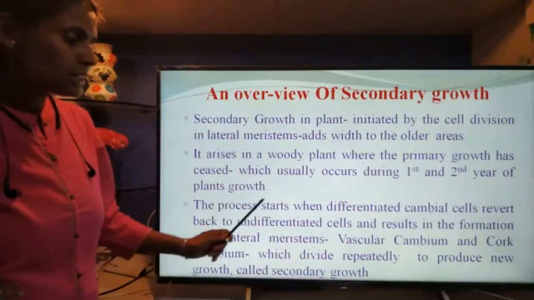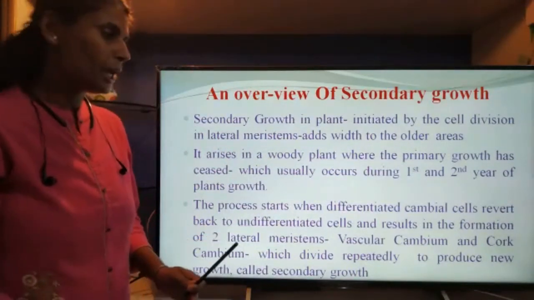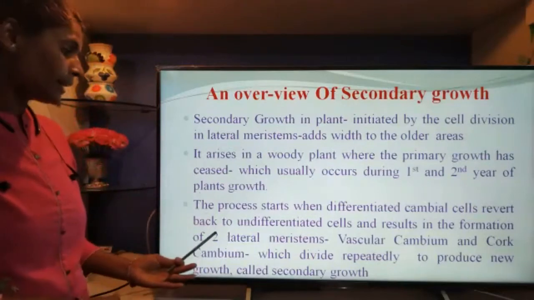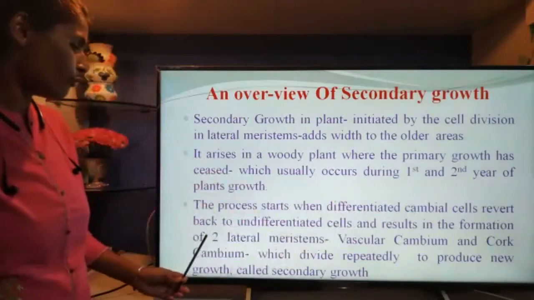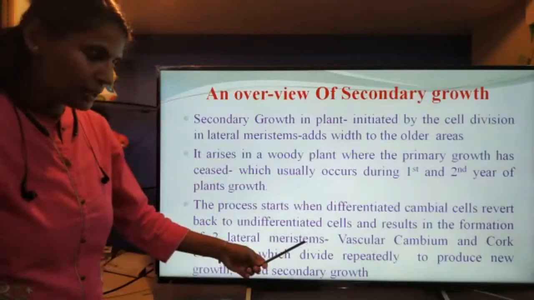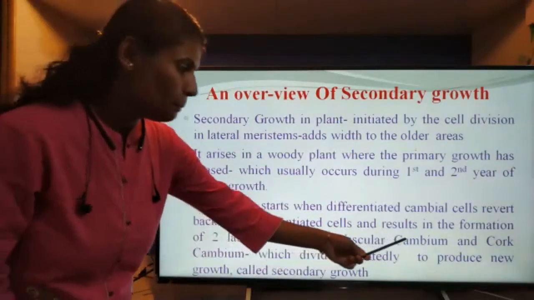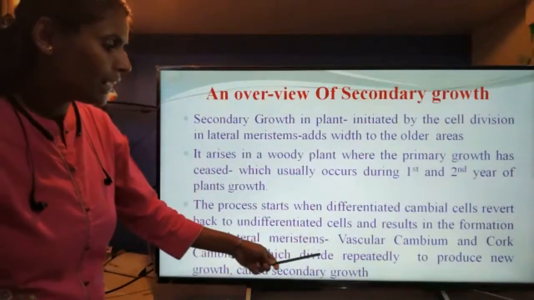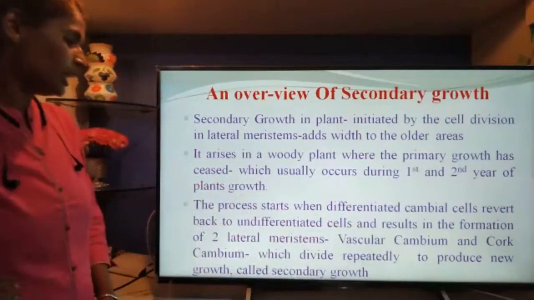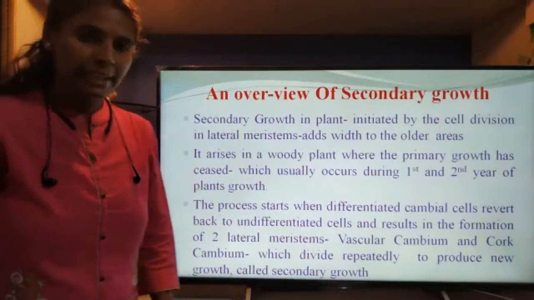The process begins when differentiated cambial cells revert back to undifferentiated cells and result in the formation of two lateral meristems, vascular cambium and cork cambium, which later divide repeatedly to produce new growth called the secondary growth.